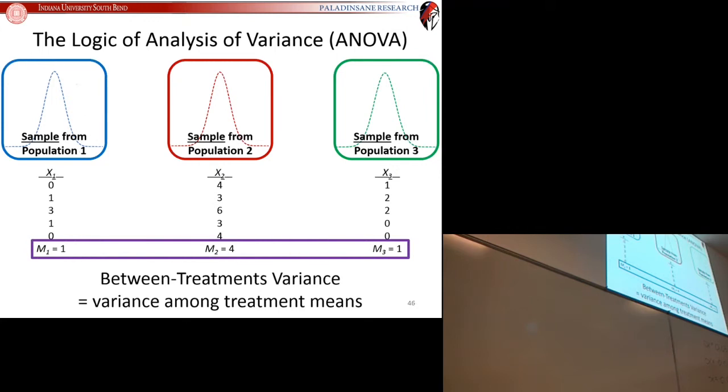So let's take a look at these numbers here. Let's focus on samples 1 and 2. Sample 1 has a mean of 1. Sample 2 has a mean of 4. That difference between 1 and 4 could be due to the treatment that sample 1 received versus the treatment that sample 2 received. So it could be due to an actual treatment effect, right? The drug that we gave sample 1 does not work as well as the drug that we gave sample 2. It might be due to treatment effects, but it could also be due to random variation, right?